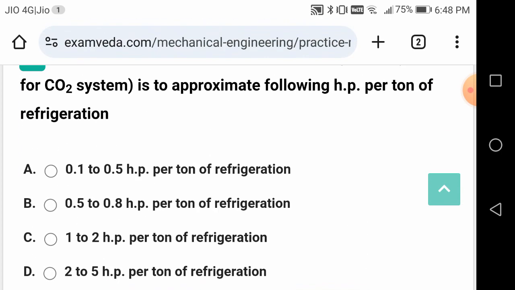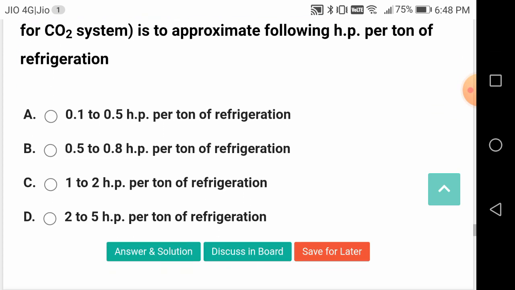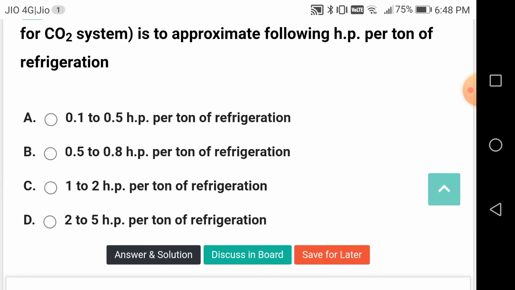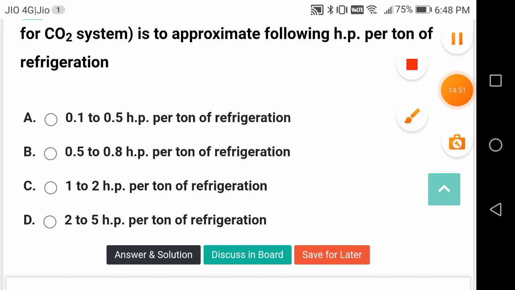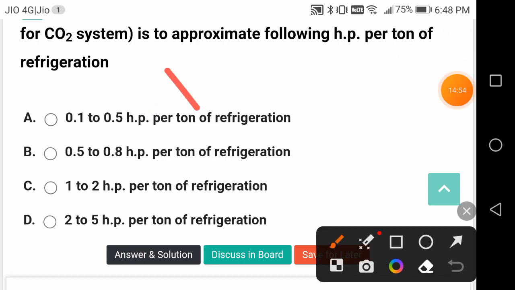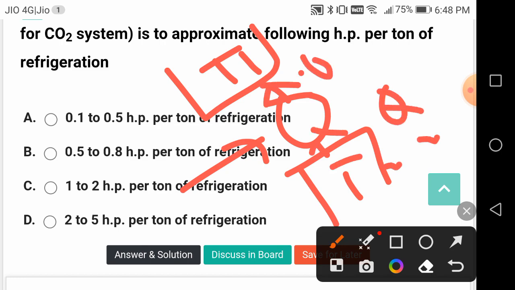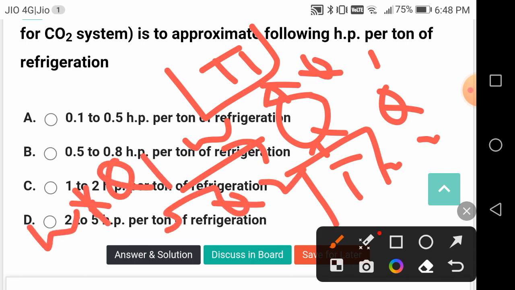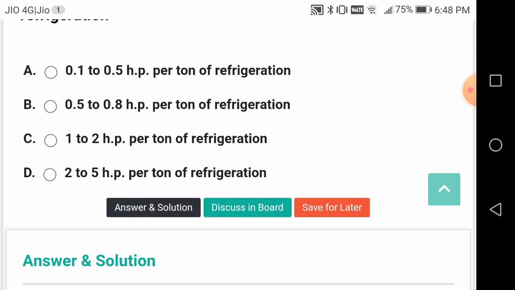The general rule for rating a refrigeration system, excepting CO2 systems, is to approximate the following HP per ton of refrigeration. This is a good question, friends. It will be approximately 1 to 2 HP per ton of refrigeration. So this is your T1, T2, Q2, Q1, and this is W. W plus Q1 is equal to Q2. So for each 1 ton of Q2, what is the W required? He is asking that. Per ton of refrigeration, you need 1 to 2 HP.